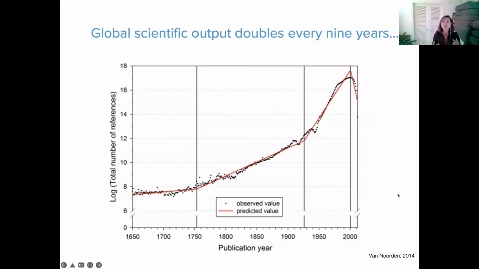But given that global scientific research output is doubling every 9 years, finding that evidence needle in that research haystack is really a big concern. And that sheer glut of papers that are out there for people to potentially review is really overwhelming.